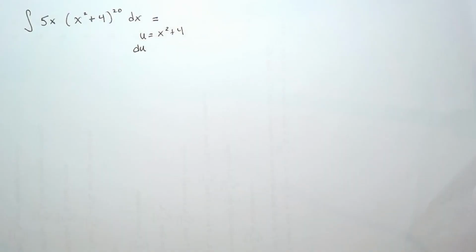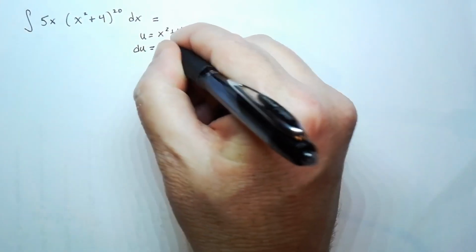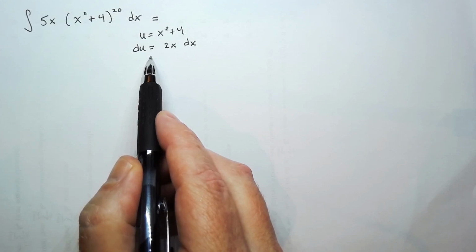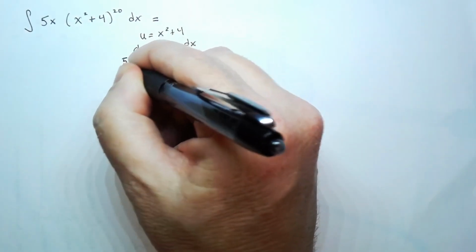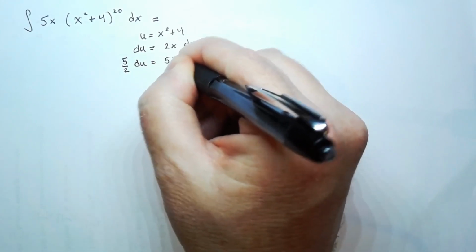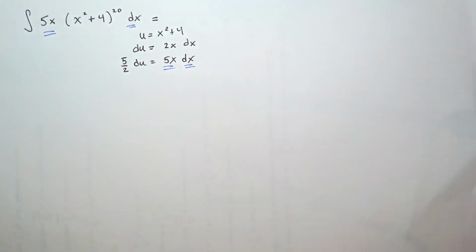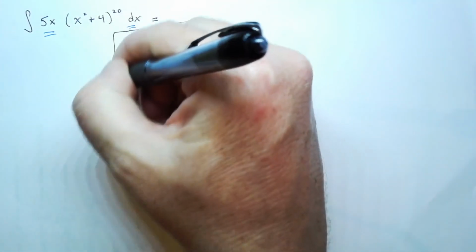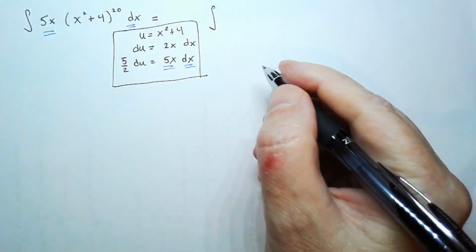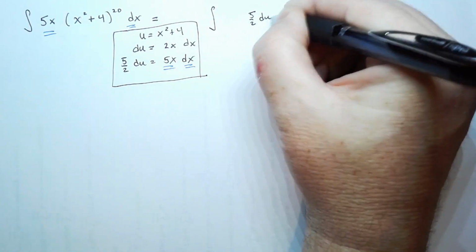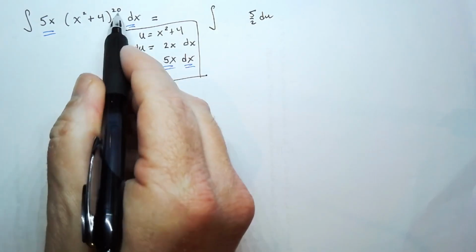So going directly to differential notation, I can say that du equals 2x dx. Now I want a 5x dx, not a 2x dx, so I could multiply both sides of this equality by 5 halves. Now I have my 5x dx that I want. So this integral becomes, with this substitution, the 5x dx becomes 5 halves du, and here I have u to the 20th power.